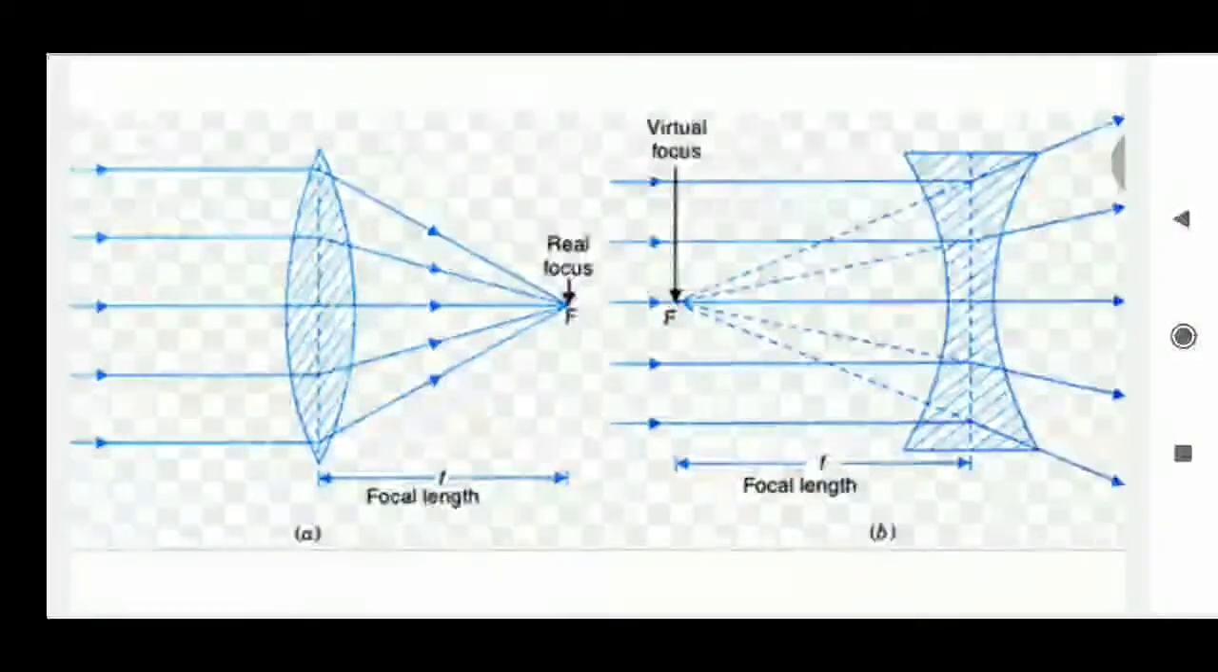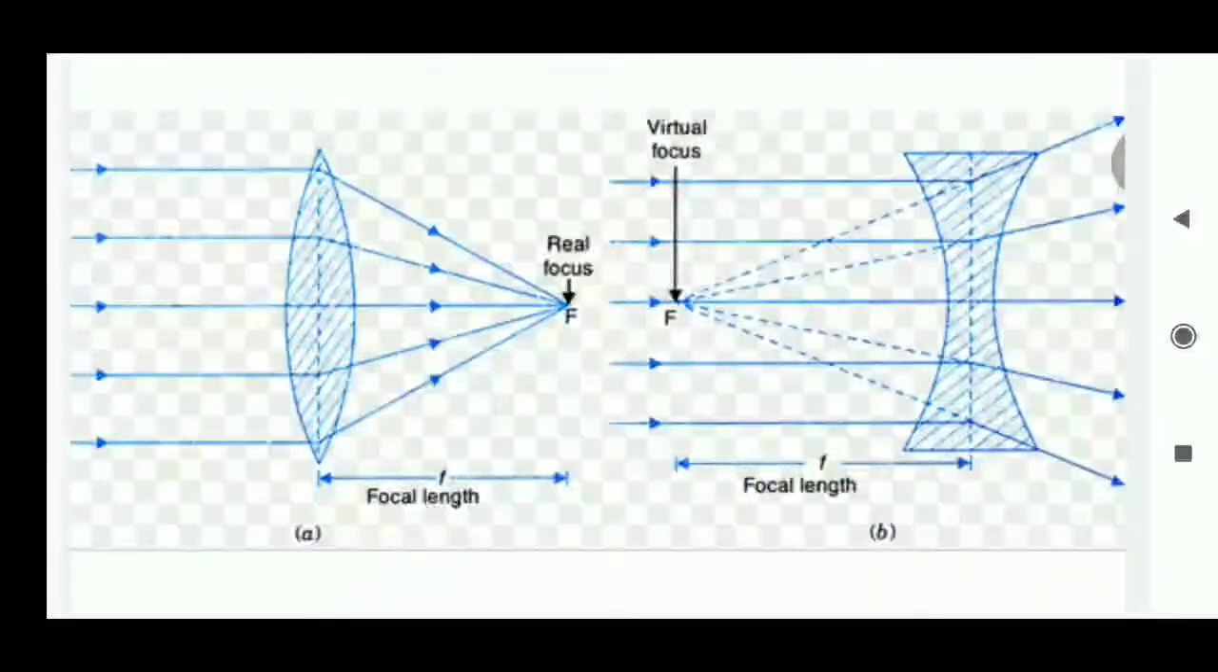In case of mirrors, we take the focal length of the concave mirror as minus. Why? Because the focus is on the front side of the mirror, and here also for the concave lens the focus is on the front side only, so that is a minus focal length. And for the convex mirror, the focus point is on the back side of the mirror, so it is positive. Here also for the convex lens, we get the focus on the back side of the lens, so this is a positive lens. So a convex lens is a positive lens, and a concave lens is a negative lens.